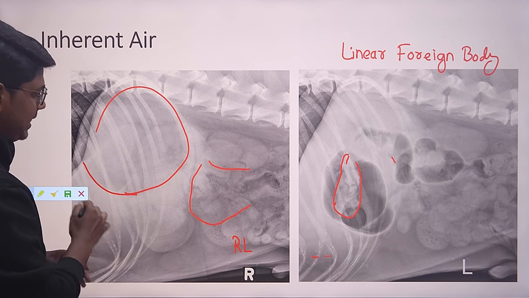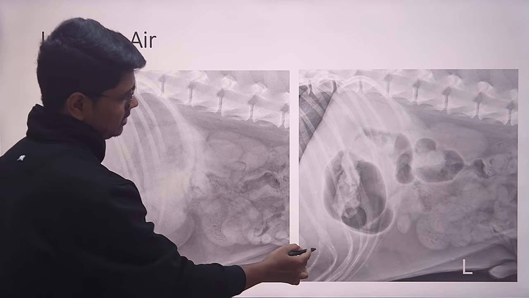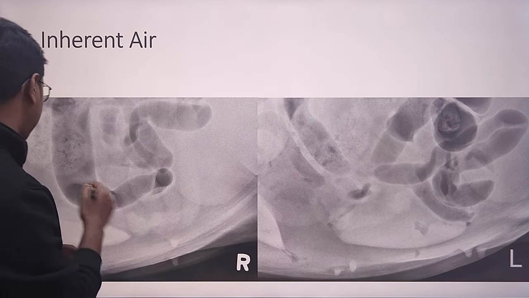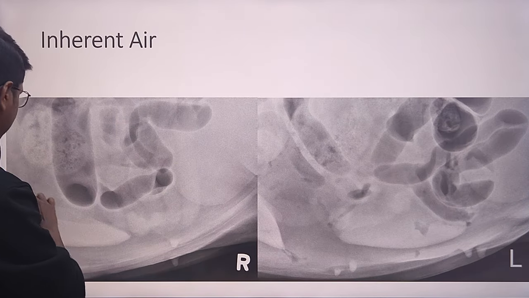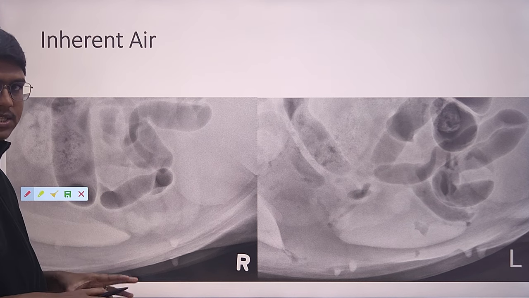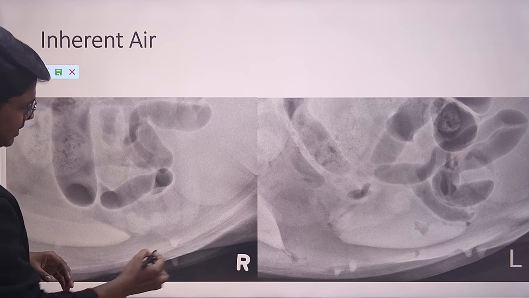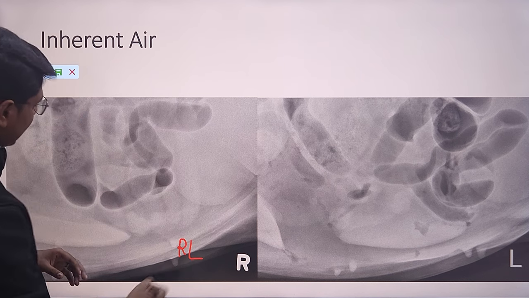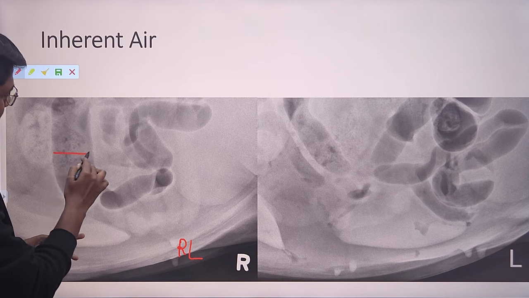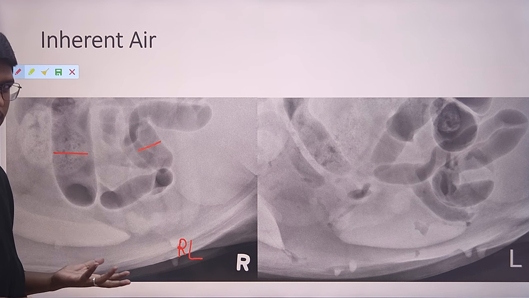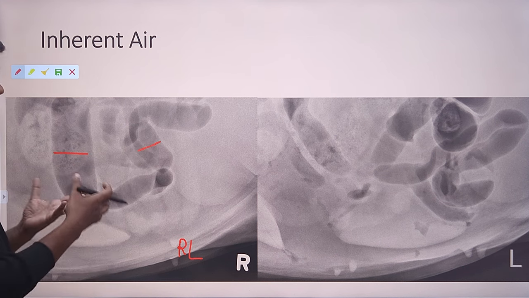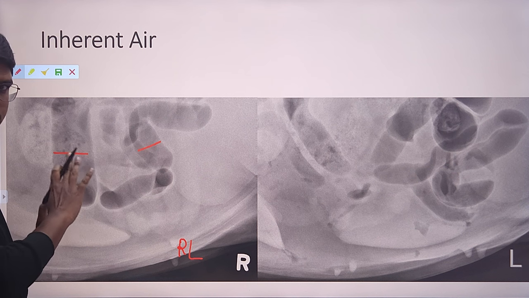Okay, so this is the inherent gas which is present inside the GIT which can help. This is another example where inherent air or inherent gas that is present in the intestines can help you diagnose a disease. Here this is right lateral view. In right lateral view, you can find some dilated intestines which is basically normal, or you may find some pathology. Let us assume some pathology is there.